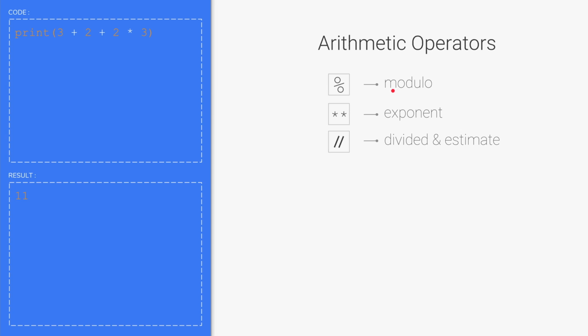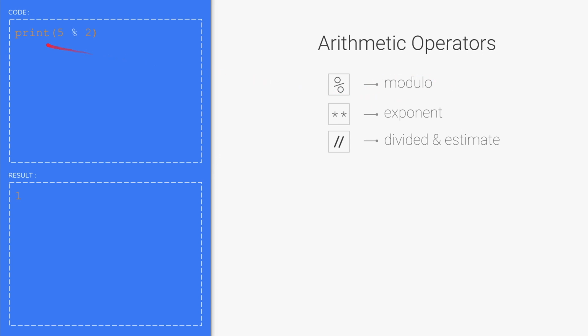We have in Python the modulo, exponent, and the divide and estimate. The modulo is represented by the percentage symbol, which is basically shift key plus number 5 on your keyboard. We have the exponent, which is the asterisk twice, like a double asterisk. We have the divide and estimate, also known as integer division, which is the 2 forward slashes, or the double forward slash.